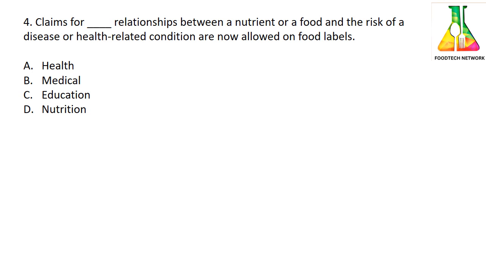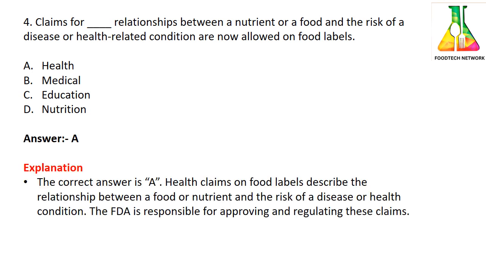Question number 4. Claims for dash relationship between a nutrient or a food and the risk of a disease or a health related condition are now allowed on a food label. Option A health, option B medical, option C education, and option D. So the right answer is claims for a health relationship. Health claims on a food label describe the relationship between a food or a nutrient and the risk of a disease or a health condition. The FDA is responsible for approving and regulating these claims.